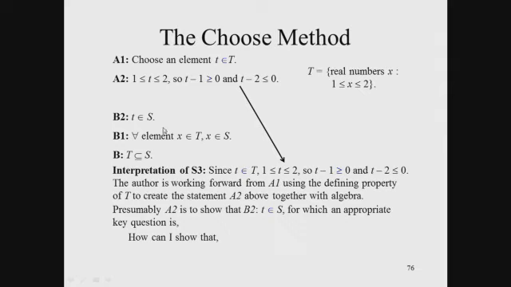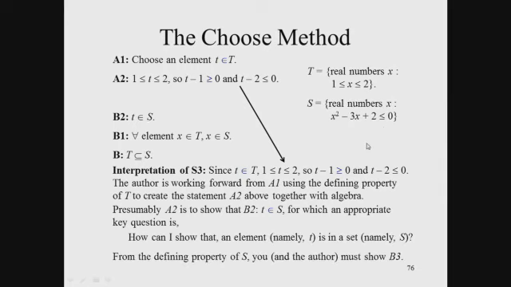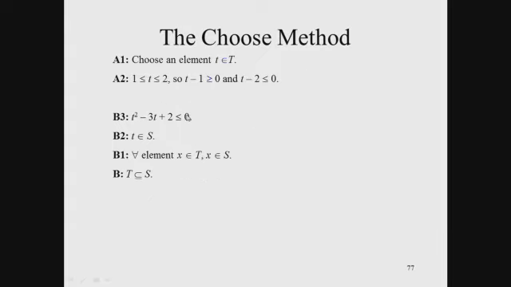How can I show that an element belongs to a set? And how do you show an element belongs to the set? It satisfies the defining property, right? And so here's the set S. There's the defining property. So we have to show that T squared minus 3T plus 2 is less than or equal to 0. And what we propose to do is work forward from here to get to here. And in fact, it's quite easy to do. Here's where we are. We need to work forward from A2 to get to B3.